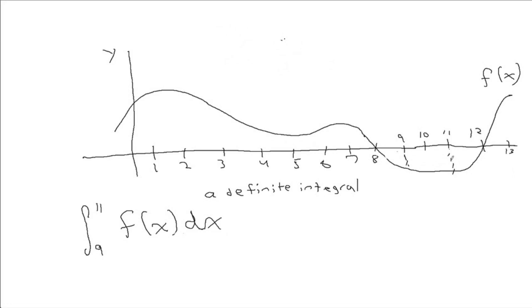Anything else to say about it? It's going to be a negative number. It'll be negative, yeah. So it's not just the area, it's the negative of the area, basically. It's the negative of the area here, because areas are always positive, right? Areas are always positive, but the definite integral would be the negative of that area.